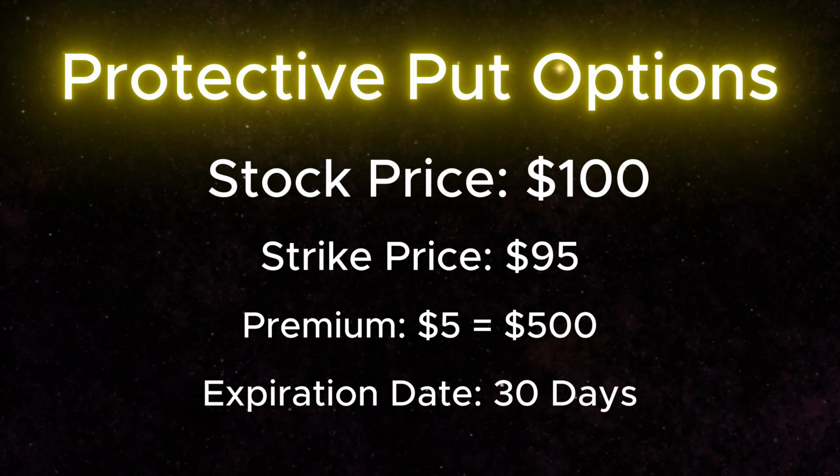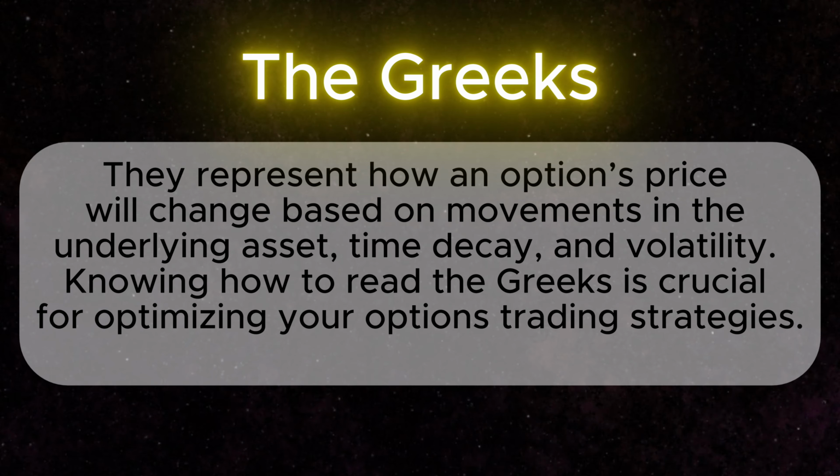They represent how an option price will change based on movement in the underlying stock, time decay, and volatility. Knowing how to read the Greeks is critical for optimizing your option trade strategy. Personally, I'm an option seller, so I focus on these three Greeks, which are delta, theta, and IV, implied volatility.